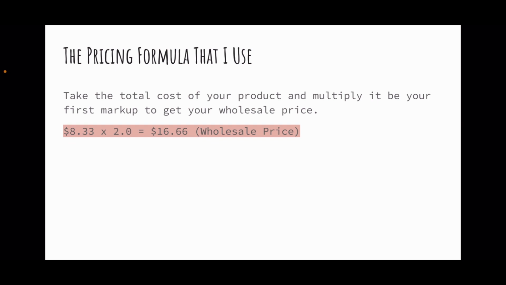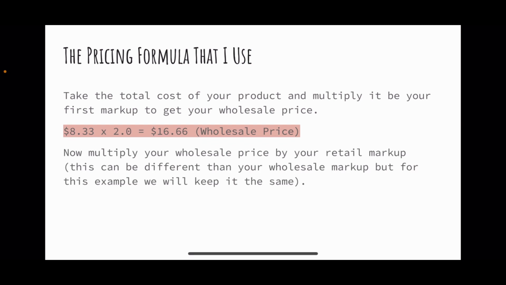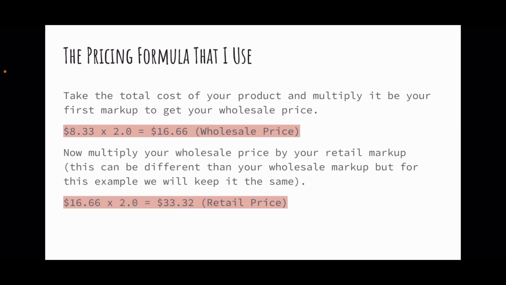Okay. So now we take our wholesale price and we are going to multiply that by 2, which is our retail markup, and that is going to get us a total of $33.32. Okay. So why include a wholesale price if you don't sell wholesale?